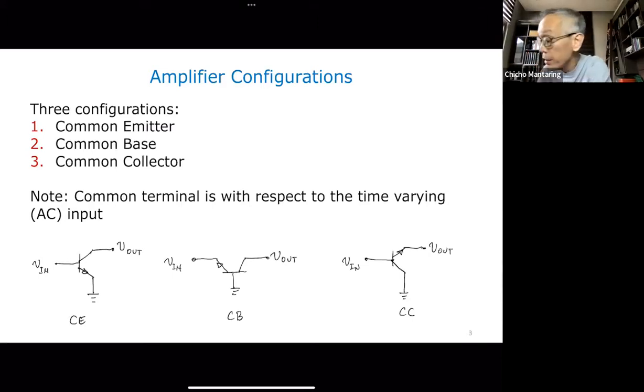Again, the reference is with respect to the time varying input. That is the reference or the common terminal. The reference for the time varying input and the reference for the DC input may not be the same. It may not be the same. I'm going to show that later on.